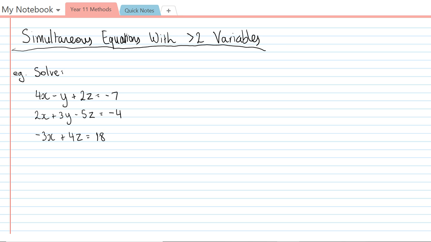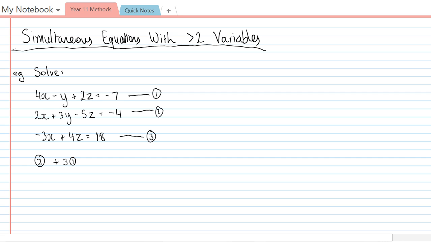So to begin with, what I'm noticing is that the third equation here is already in terms of just two variables. So I want to make one of the other equations in terms of just x and z as well. What I'm going to do is take equation 2 and add 3 lots of equation 1 to it.